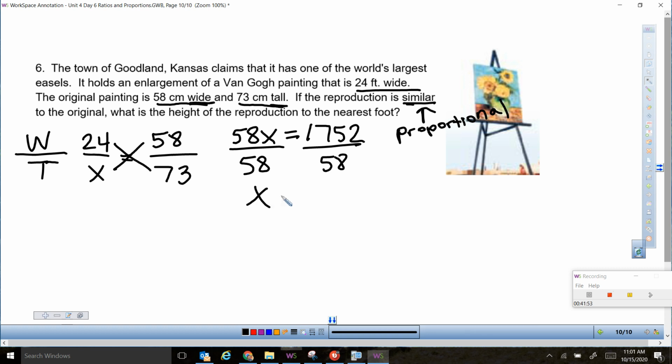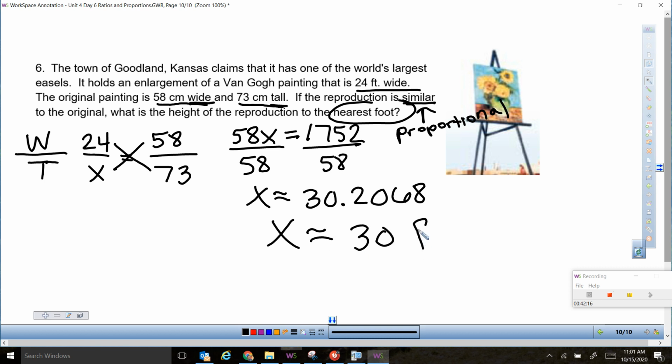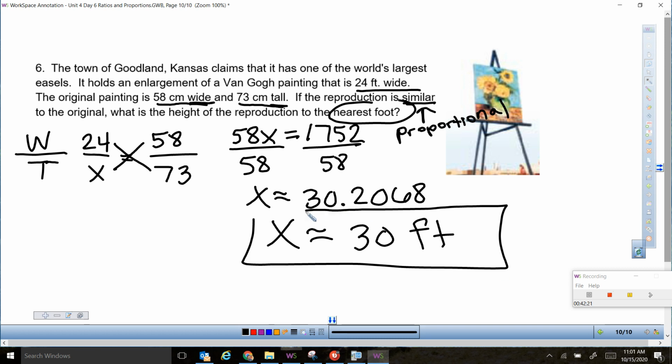Well, what did you get before? 30.2. Was it exactly? 30.2068. Approximately. But they said to round that to the nearest foot, so to the nearest foot, that would be 30. Okay, 30 feet. Okay, the rest is for you.